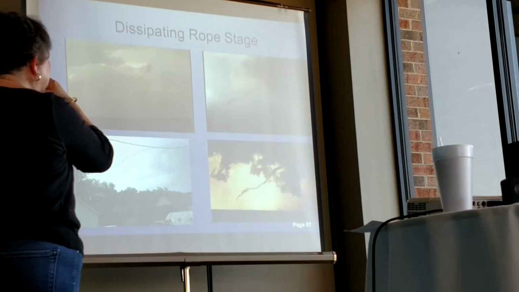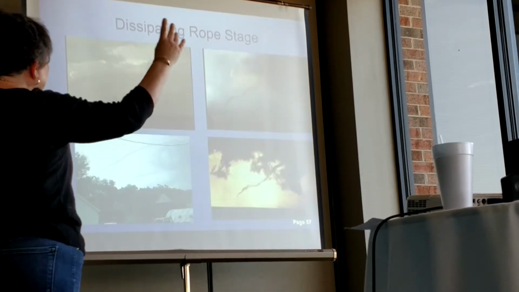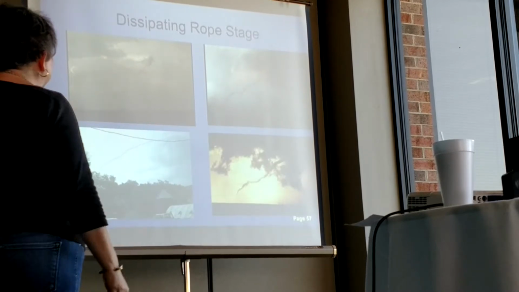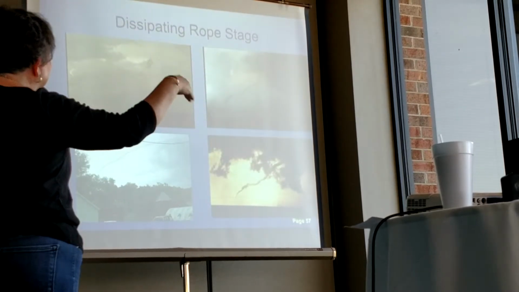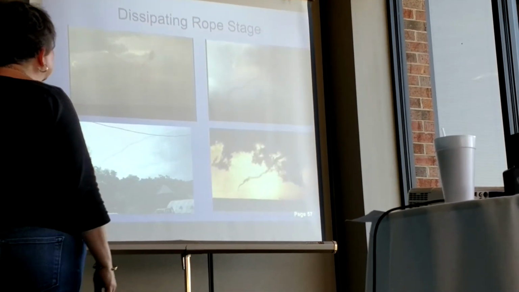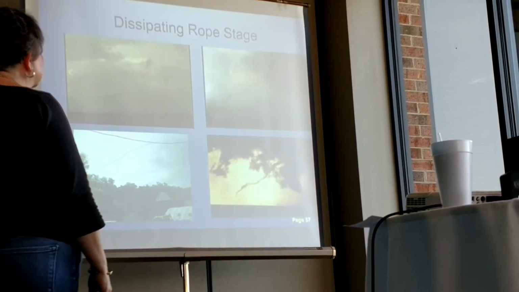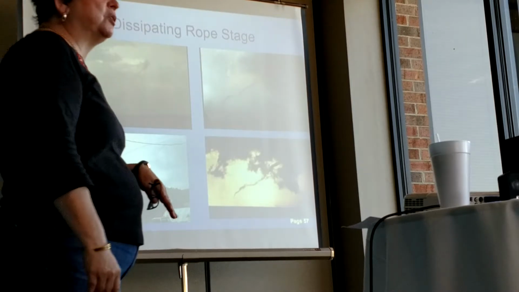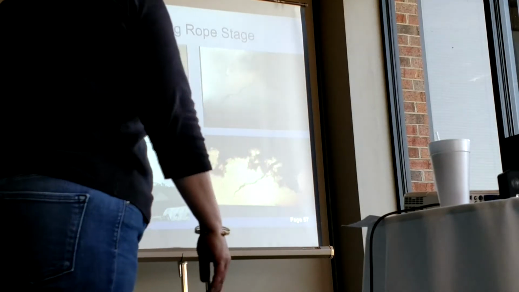A dissipating tornado becomes separated from the warm air it needs for fuel and becomes snake-like, contorted, and starts to lean over. It is still in contact with the ground, and if it's in contact with the ground, it still can do considerable damage even though it's dissipating.